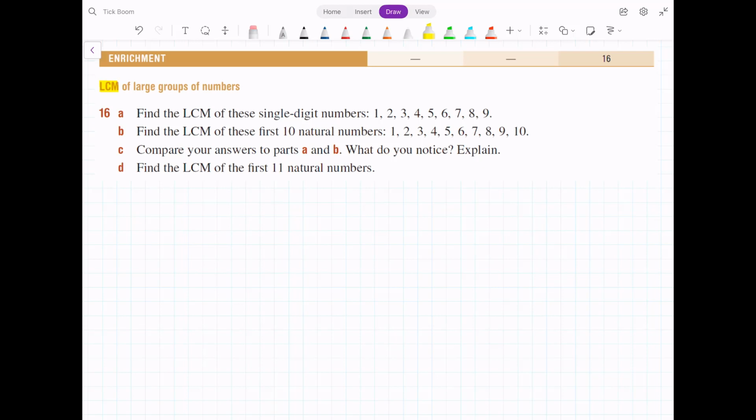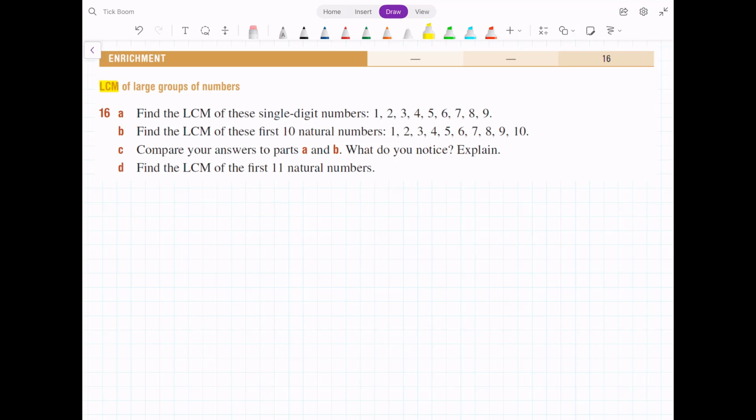Part A wants us to find the LCM of the single digit numbers 1 through to 9. Part B wants us to find the LCM of the first 10 natural numbers, 1 through to 10. Part C wants us to compare the answers to Part A and B to see what we notice and explain. And then Part D wants us to find the LCM of the first 11 natural numbers.